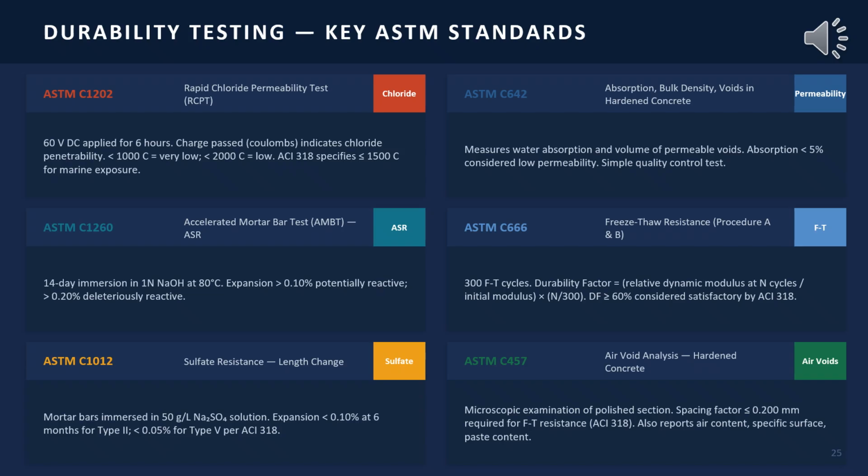Finally, ASTM C457 air void analysis on hardened concrete. A polished section is examined microscopically using the linear traverse method. This gives you air content, bubble diameter distribution, specific surface, and most importantly, the spacing factor. If your spacing factor exceeds 0.2 mm, your air entrained concrete will not perform adequately in freeze-thaw conditions.